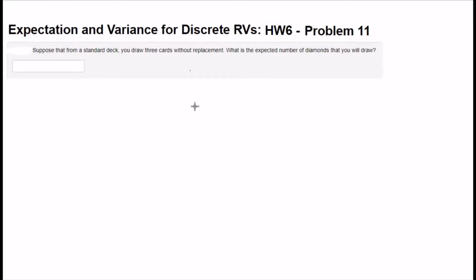Problem number 11. Suppose that from a standard deck you draw 3 cards without replacement. What is the expected number of diamonds you will draw?